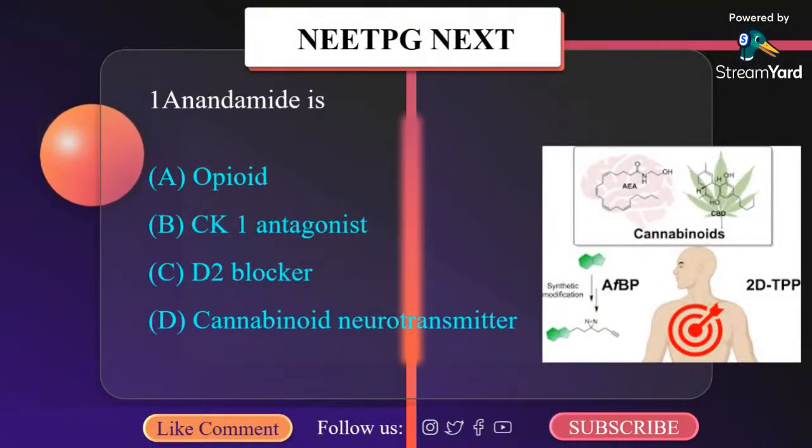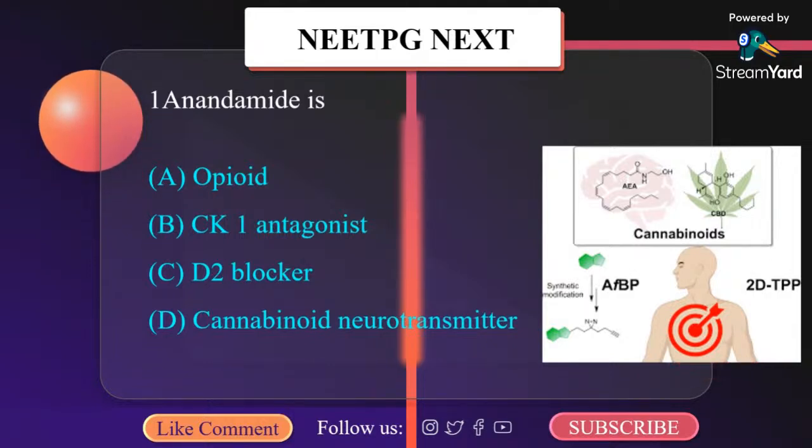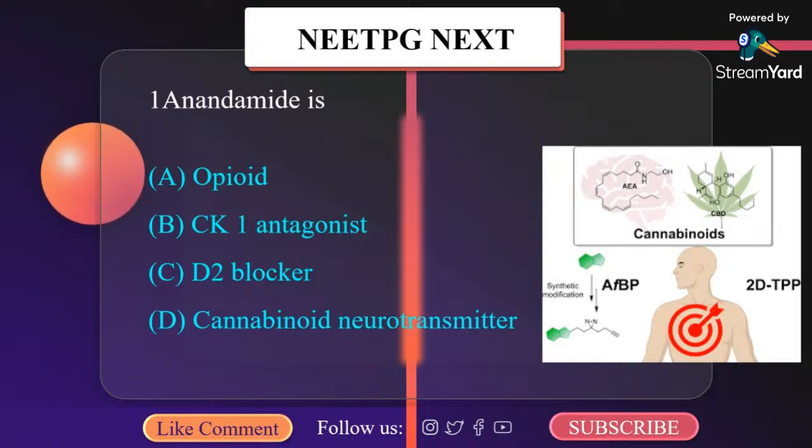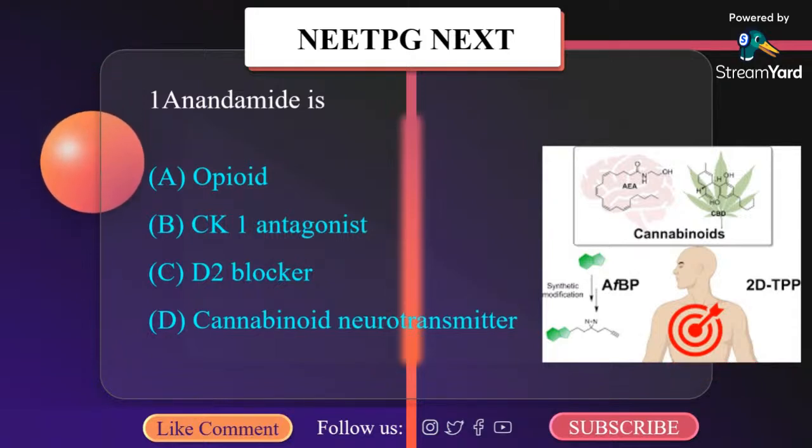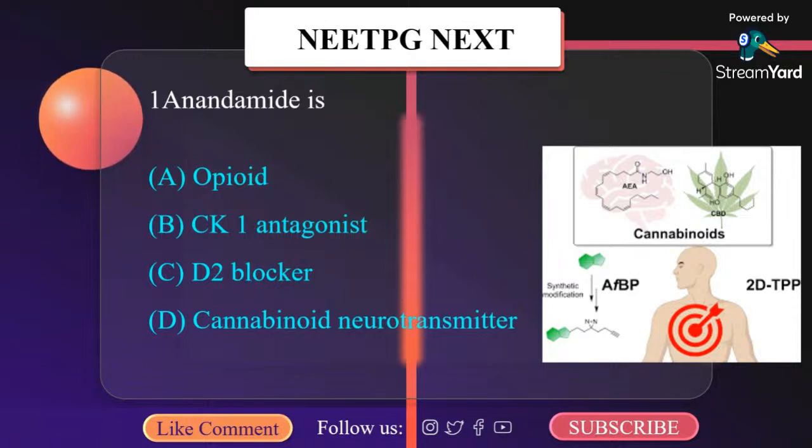Anandamide is: A. Opioid. B. CB1 antagonist. C. D2 blocker. D. Cannabinoid neurotransmitter. So what do you think is the correct answer here? Anandamide is also known as N-arachidonoyl ethanolamine or AEA. It is an endogenous cannabinoid neurotransmitter.